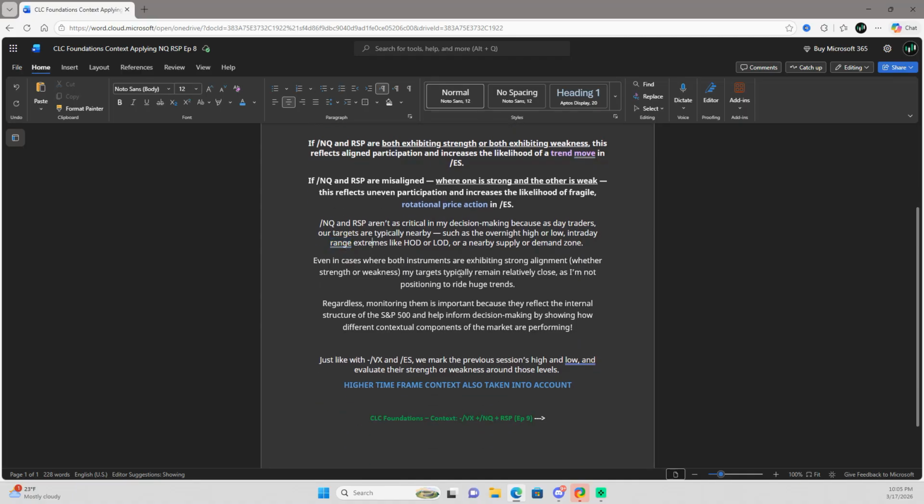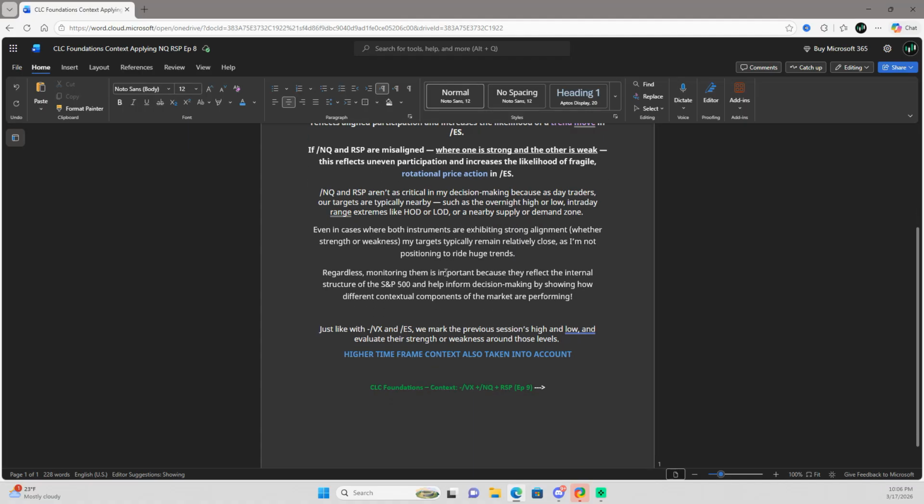So even in cases where both instruments are exhibiting some sort of behavior where, let's say, NQ and RSP are trading above their previous session high, so they're strong, our targets are still going to remain relatively close. And I'm not looking to position myself to be riding some sort of huge trend to the upside to catch like 90 points in the S&P 500.